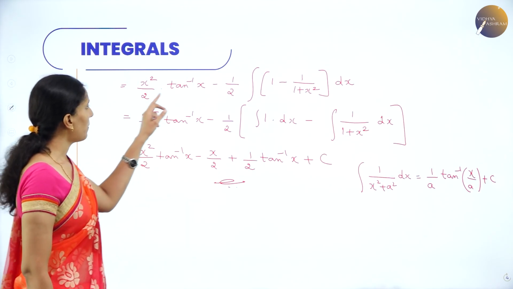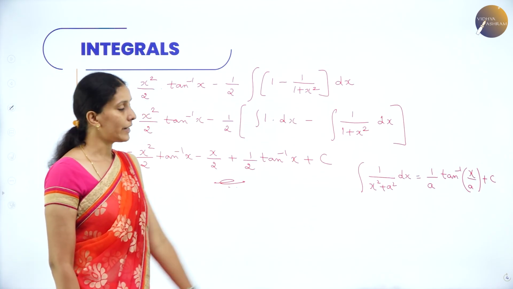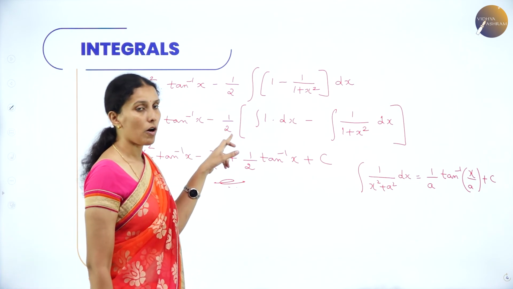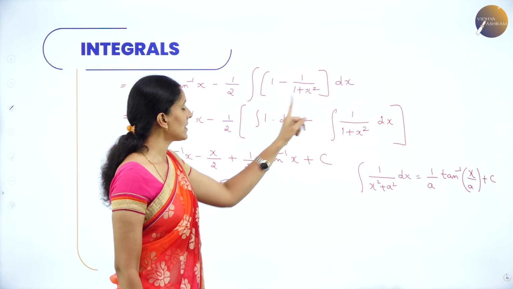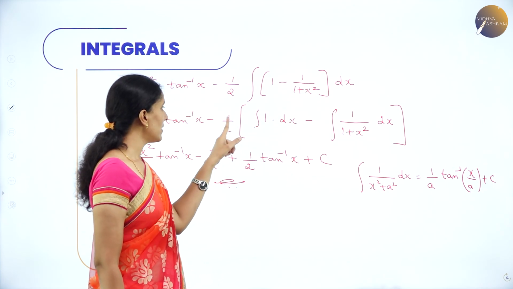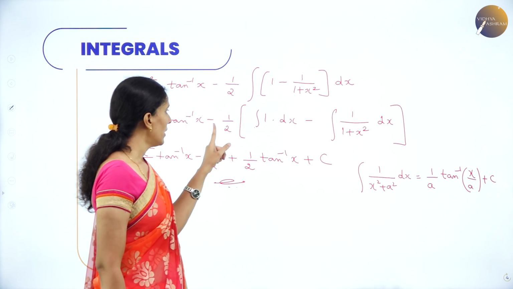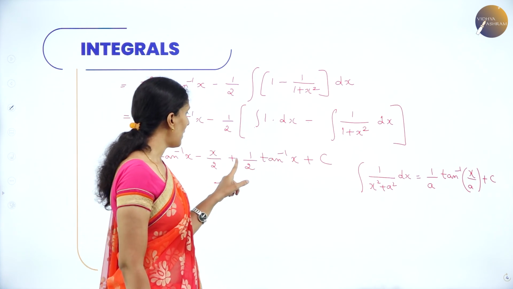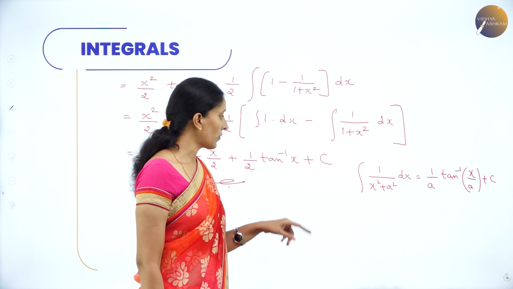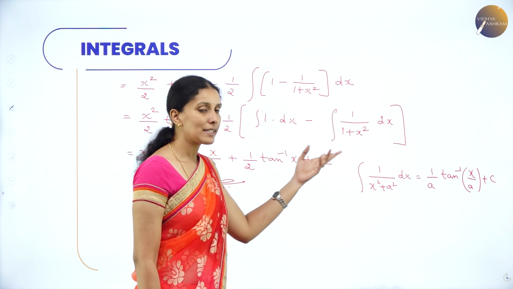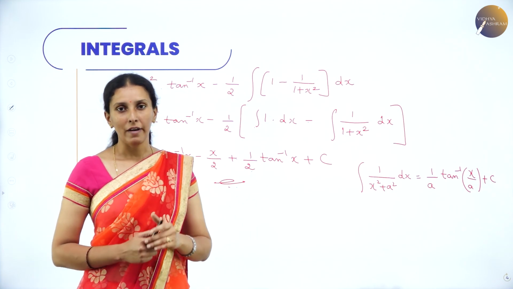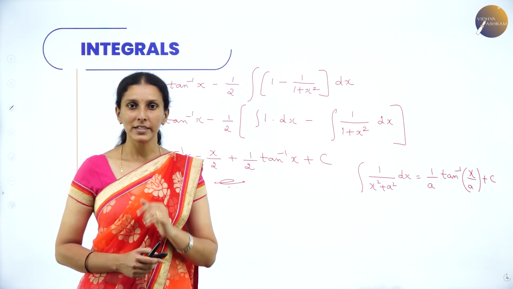So after applying the result, this is what we get now. Now the first term is done. Second term we have half as a common factor. Apply the integral separately. Integral of 1 into dx is nothing but x. X into 1 by 2 becomes x by 2. Next, minus into minus is plus. 1 by 2 we have. Integral of 1 over 1 plus x square is tan inverse x plus integration constant. So this is the integral value of x into tan inverse x.